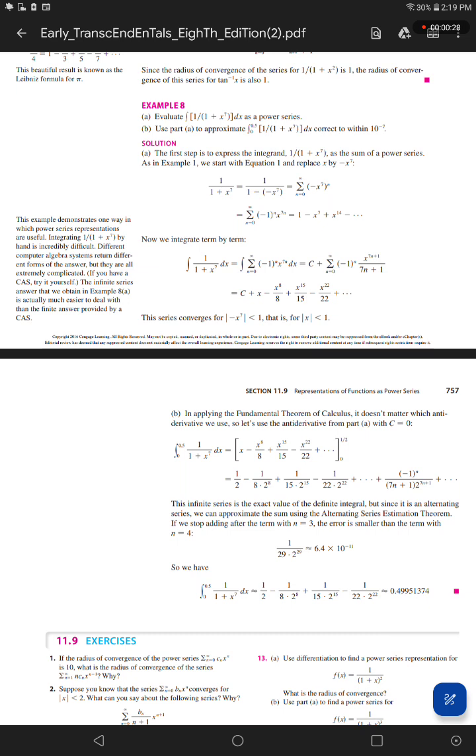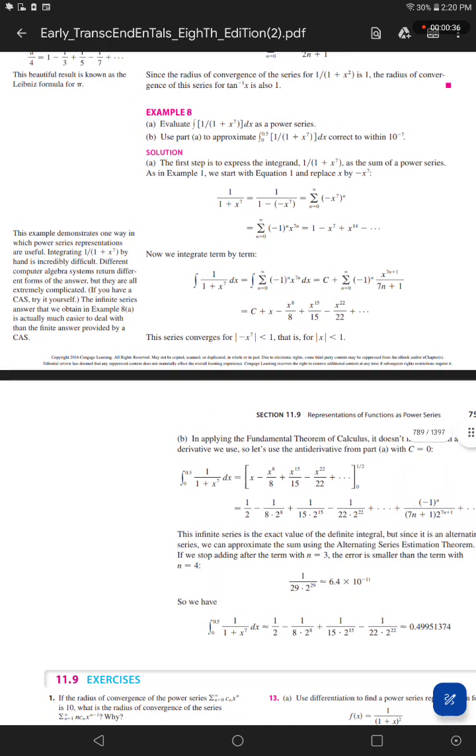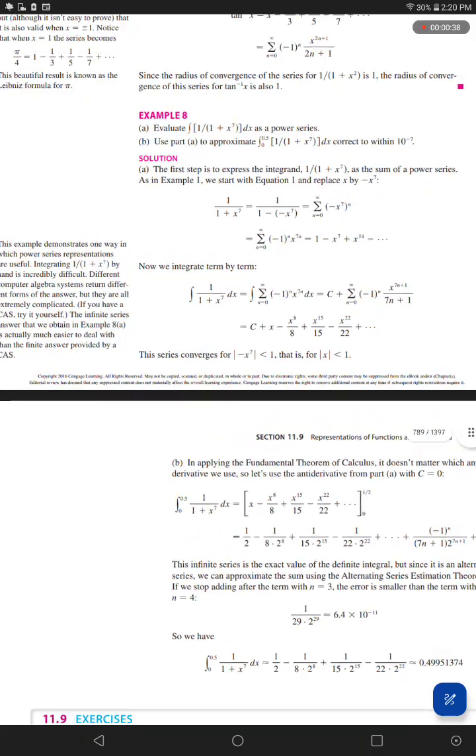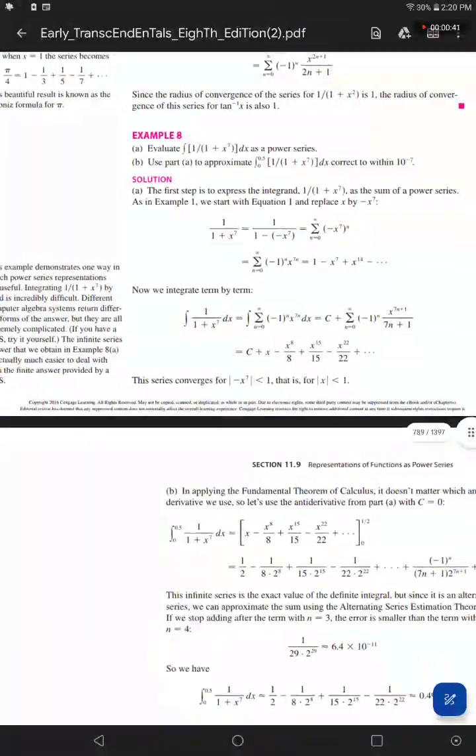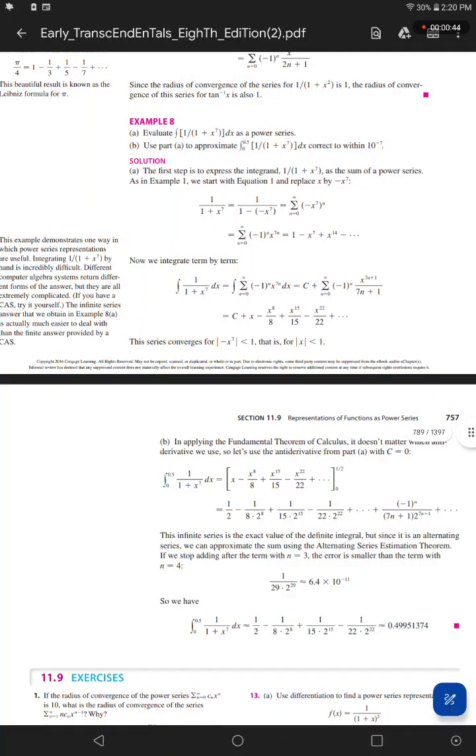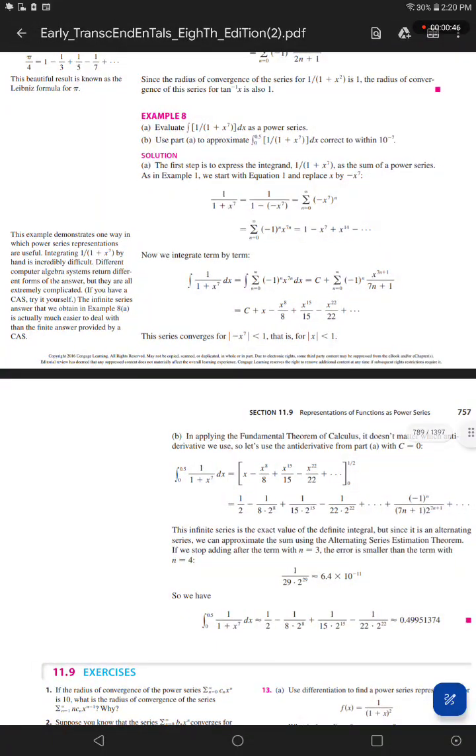B. Use part A to approximate the integral from 0 to 0.5 of 1 over (1 plus x to the 7th power) dx, correct within 10 to the negative 7th power.